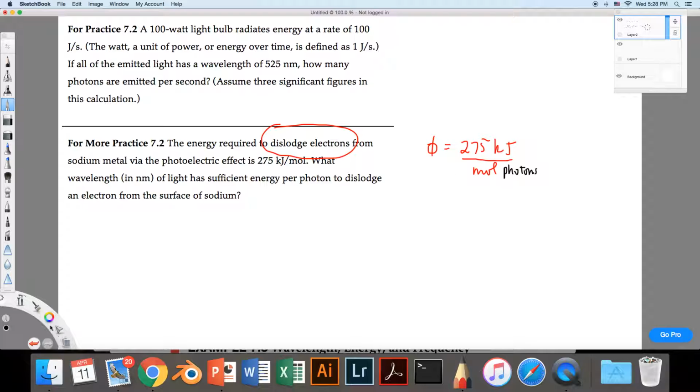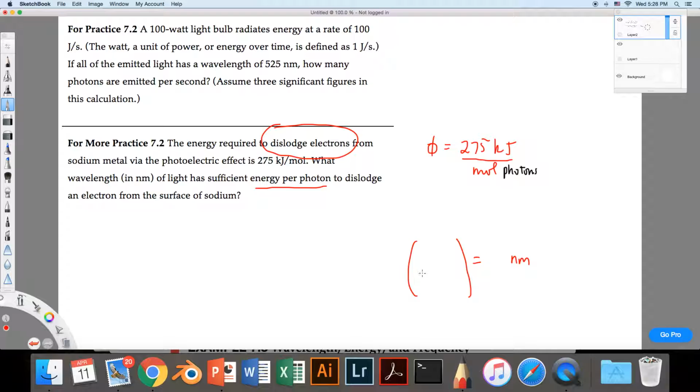Mole of photons, or mole of electrons, right? Because it's 1 photon per electron. Okay, what wavelength in nanometers of light is sufficient energy per photon to dislodge an electron from the surface of sodium? So it's asking what wavelength, okay, and it's going to be in nanometers, right?